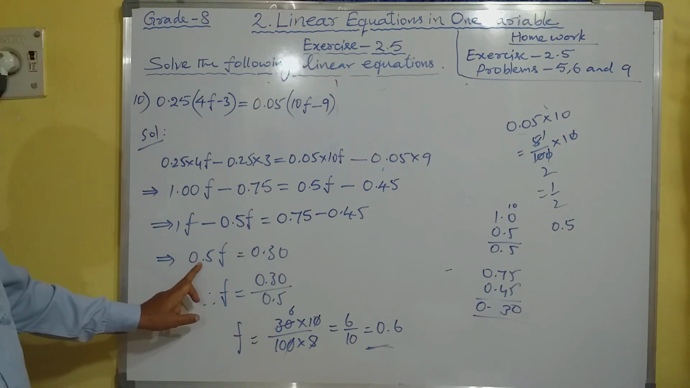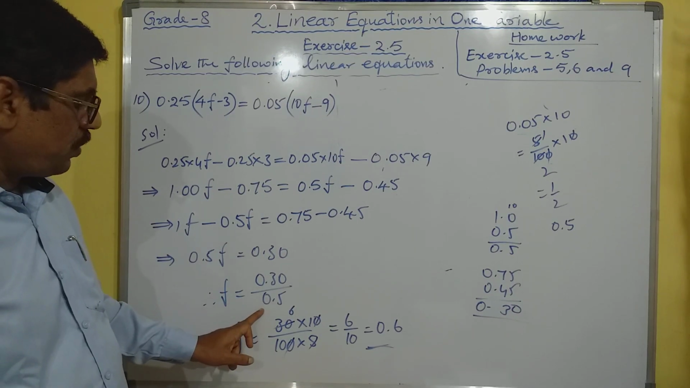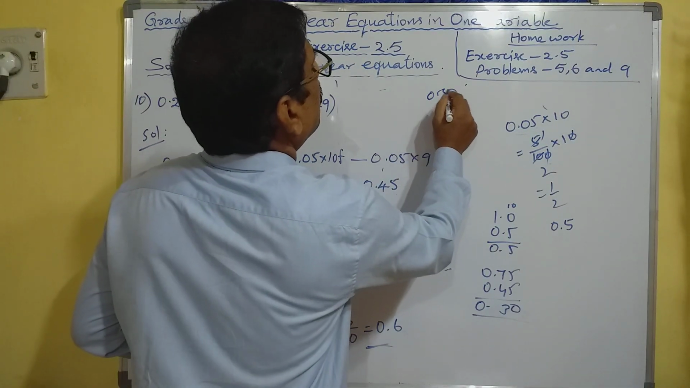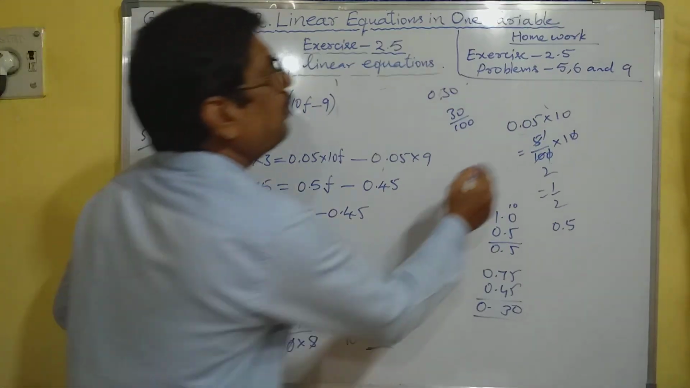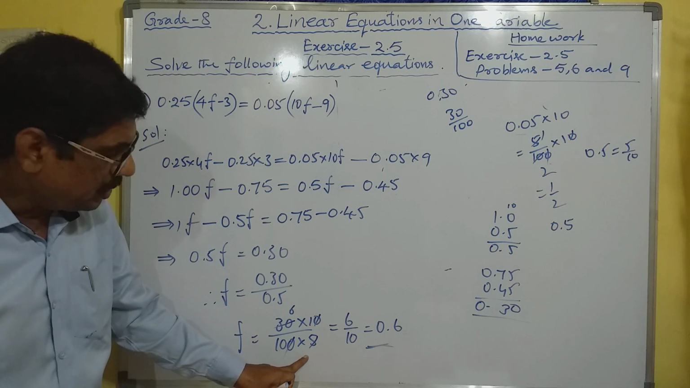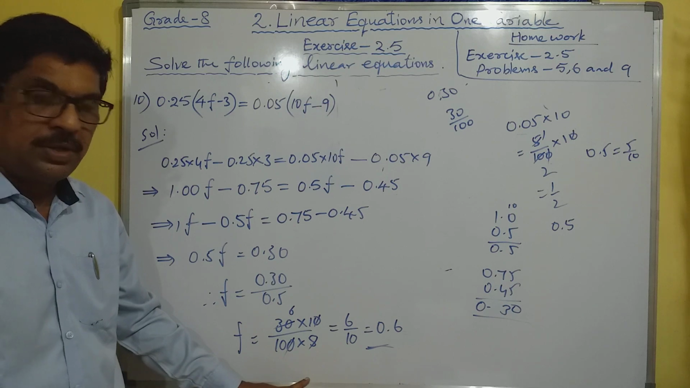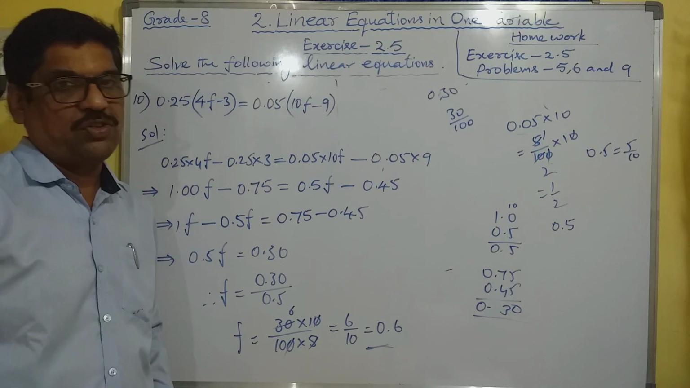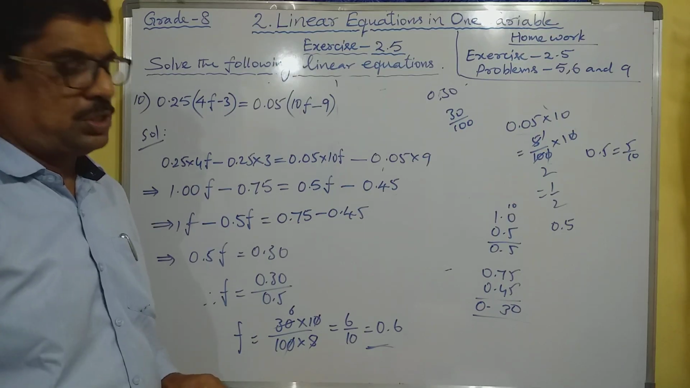Now this 0.5 will go to the denominator if you transpose to RHS: 0.30 by 0.5. Here I have given clarity. Observe once again. Here 0.30 can be written as 30 by 100, and 0.5 can be written as 5 by 10. This 0.5 is in the denominator, that's why instead of 5 by 10 we have written 10 by 5. Why? Because it is in the denominator. So by cancellation we get 6 by 10, which can be written as 0.6 in decimal form. Okay, so 0.6 is the solution for this linear equation.